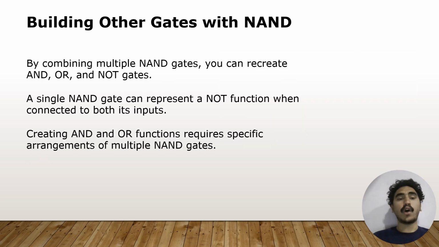We move on to how to build other gates with the NAND gate. By combining multiple NAND gates, you can recreate AND, OR and NOT gates. A single NAND gate can represent a NOT function when its inputs are connected together. Creating AND and OR functions requires specific arrangements of multiple NAND gates.